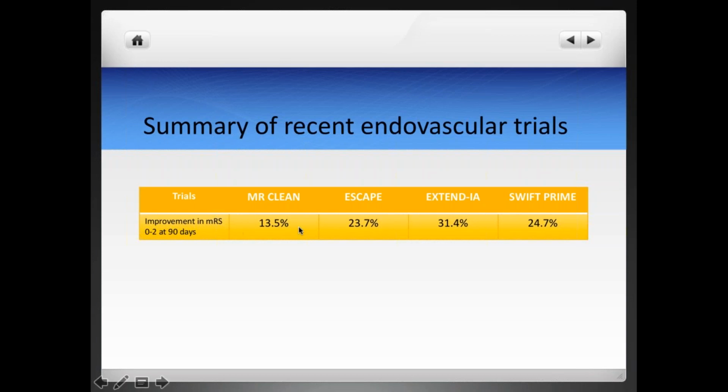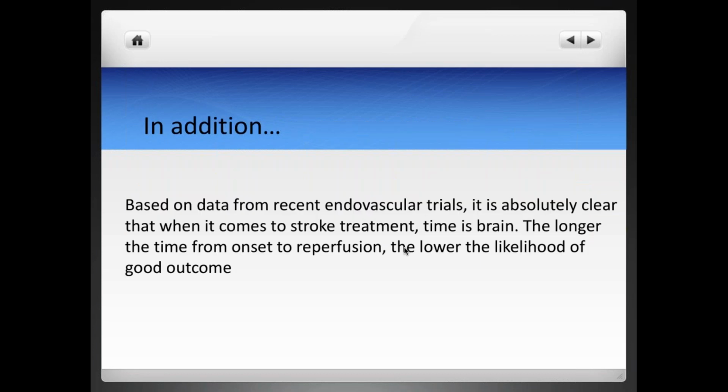This is the percentage increase that you see in the improvement of the modified Rankin scale, which is a scale that we use to determine whether someone is independent or not. This is the percentage increase versus the standard therapy alone, going from 13% more or less in MR CLEAN all the way to 30% in EXTEND-IA, with the difference in these percentages having to do mostly with the way they selected their patients. But regardless, in all of these trials, endovascular therapy was superior to standard therapy alone.